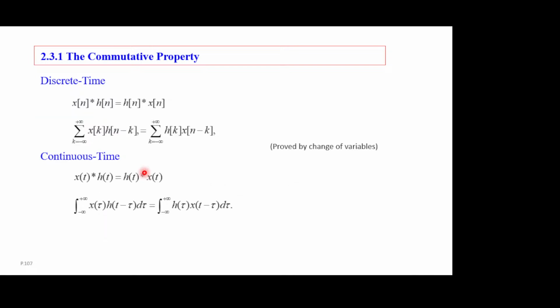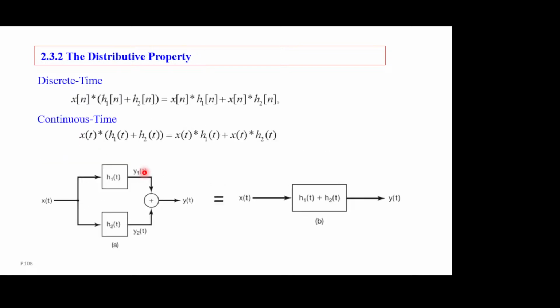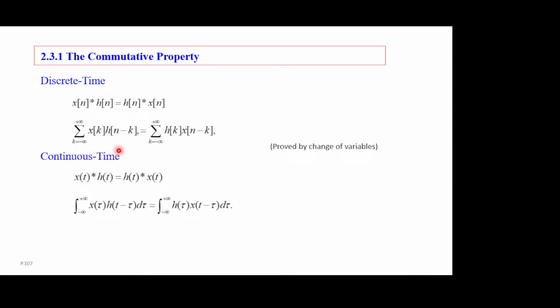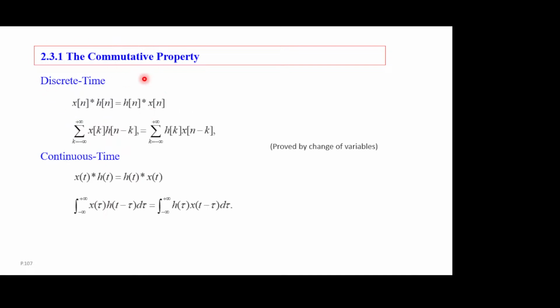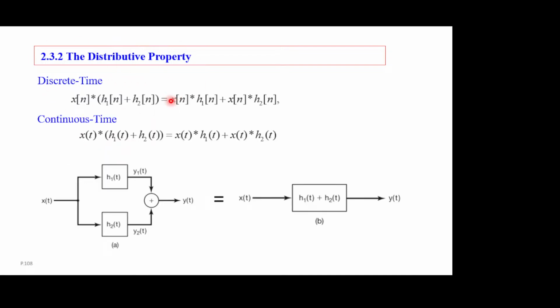There are several ways to prove this. First, you can once again brute force it with the definition, and you see the summation or integration is very linear. You have h1 plus h2 here, then the multiplication with x is distributive, the summation is distributive, so everything works out. Or there is a little smarter way, which is to use the commutative property to prove the distributive property.